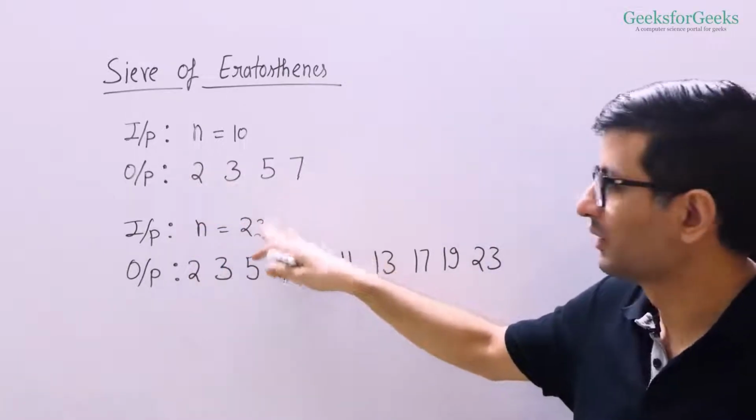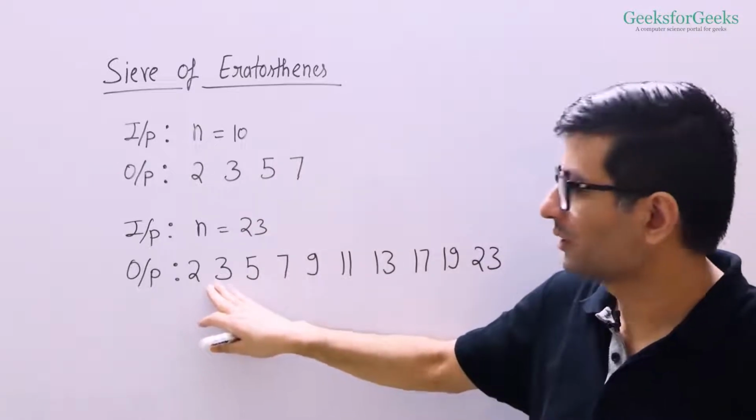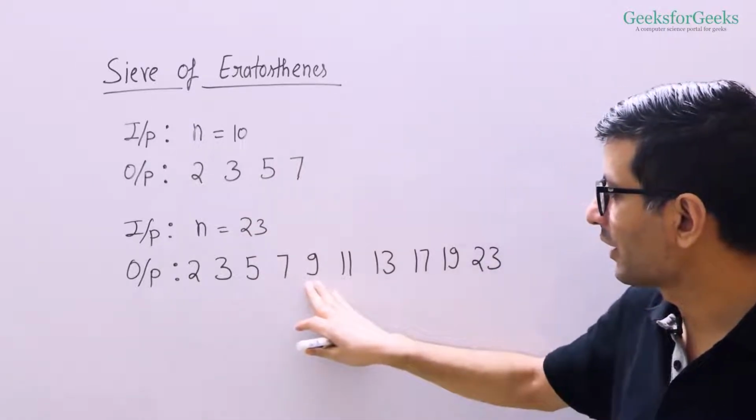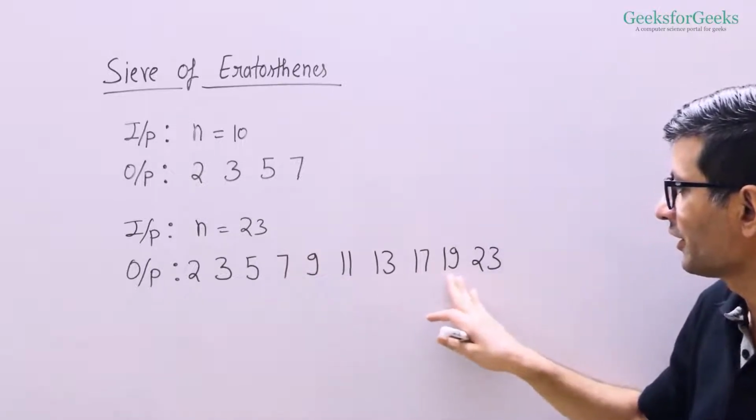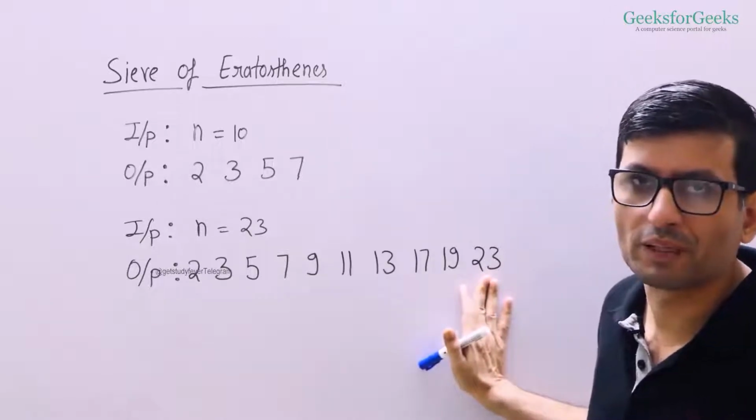If n is 23, then the prime numbers smaller than or equal to 23 are 2, 3, 5, 7, 9, 11, 13, 17, 19 and 23. Please note that we need to print n also if n is a prime number.